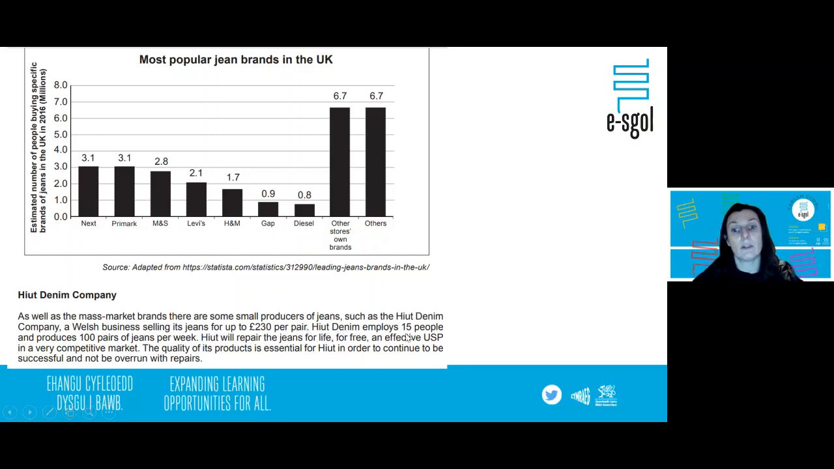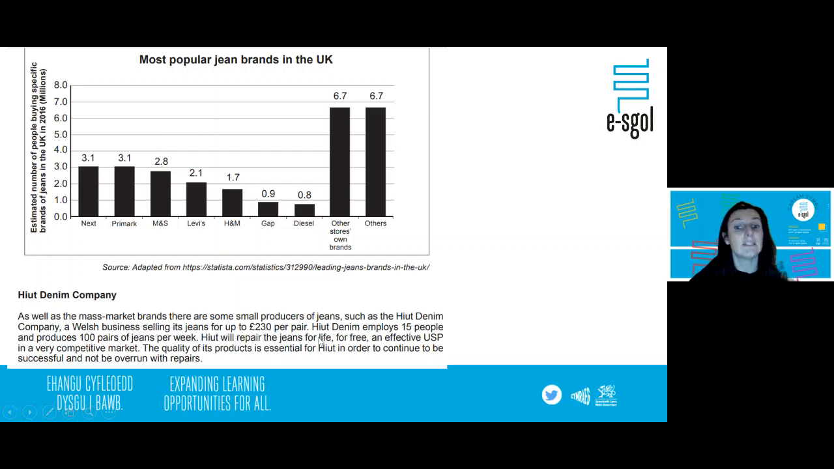Hyatt Denim employs 15 people and produces 100 pairs of jeans per week. So this is quite an important bit of information here, because that's quite a big figure compared to £22.50. So knowing why they're charging that much is going to be important. They only make 100 pairs of jeans per week, so that's not very many at all.